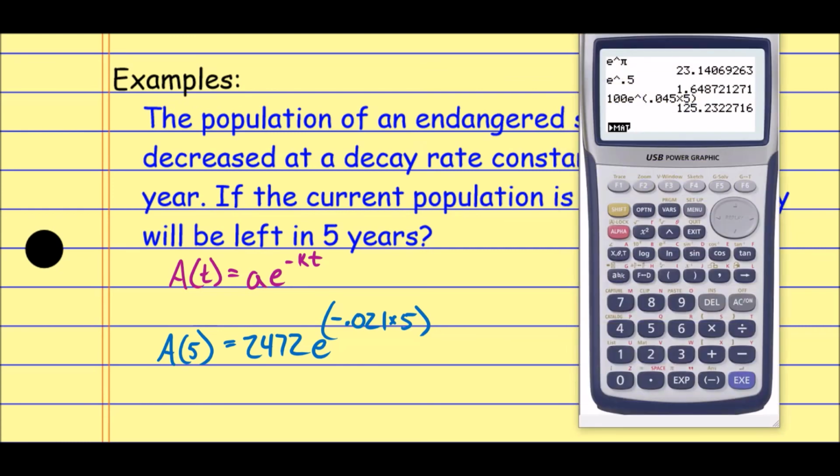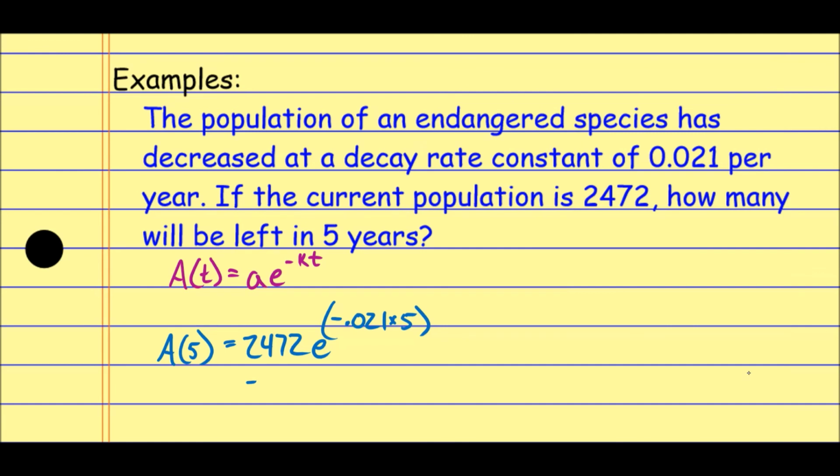And again, this becomes a job for my calculator. I've got my trusty Casio graphing calculator here. So I've got 2,472 times e raised to the, and again, make sure you put this exponent in parentheses, negative 0.021 times 5. Enter, and I get 2,225.6. We'll round that to the nearest whole, so 2,226.